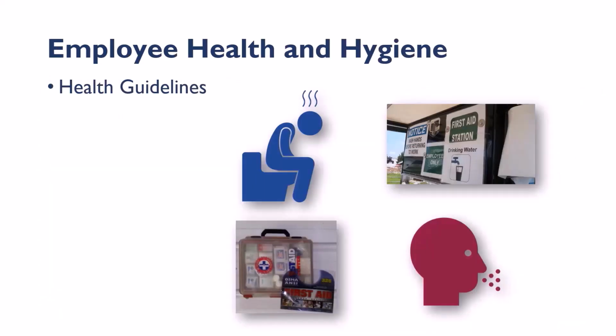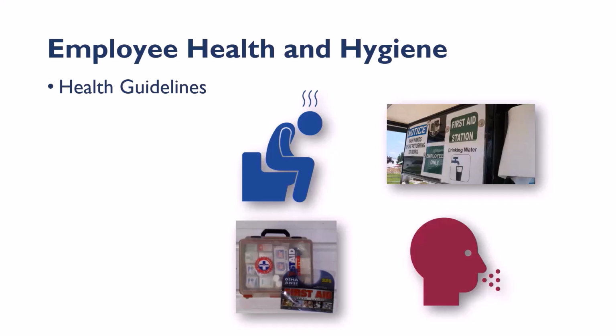As mentioned earlier, employees' health and hygiene practices directly influence the safety of your produce. All employees and visitors must follow health and hygiene guidelines and practices you develop and implement in order to minimize the risk of contamination to your product. Here are some examples of things to consider with employee guidelines.